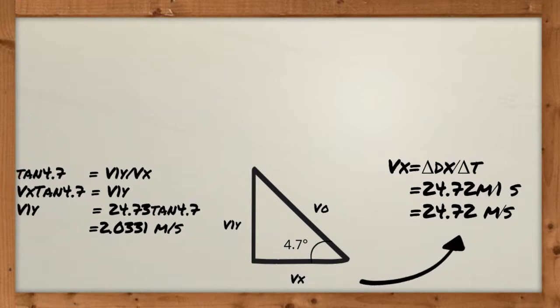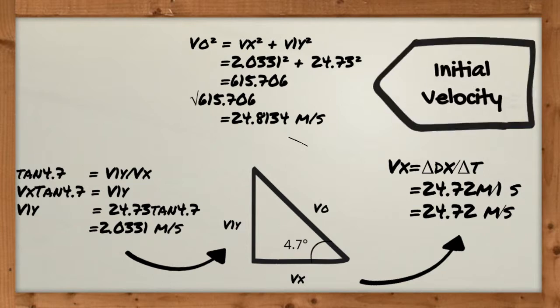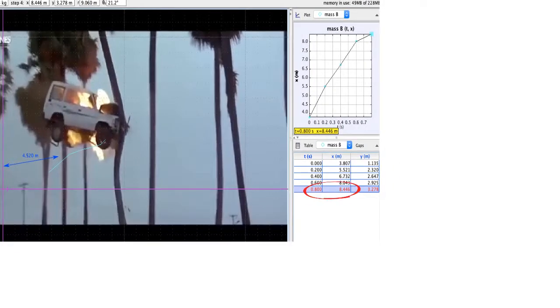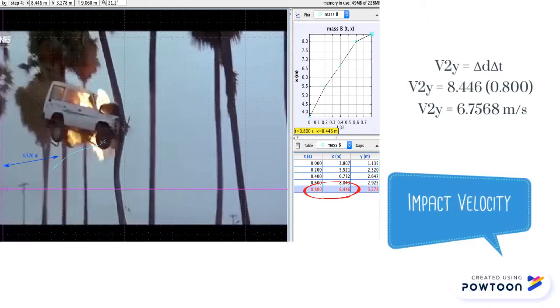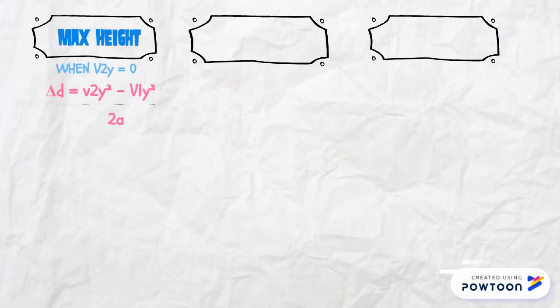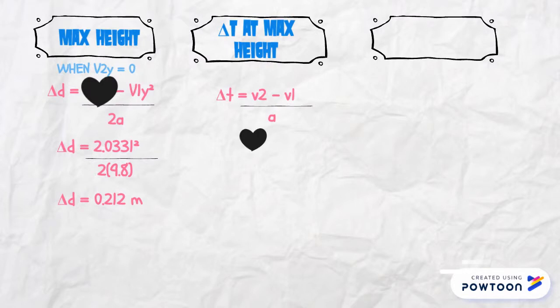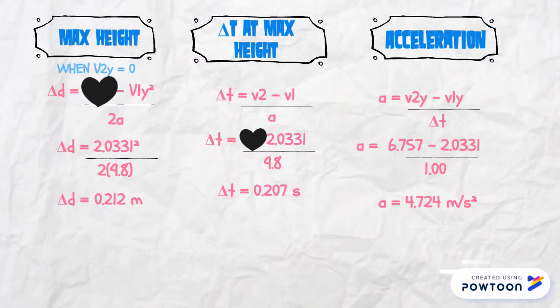From Vx, I found V1y, and from those two, I found the initial velocity. By analyzing the motion from which the van hit the tree, I found a different distance and time, which I used to find the impact velocity. I also calculated the max height, which is 0.212 meters, the time at the max height, which is 0.2 seconds, and the acceleration, which is 4.274 meters per second squared.